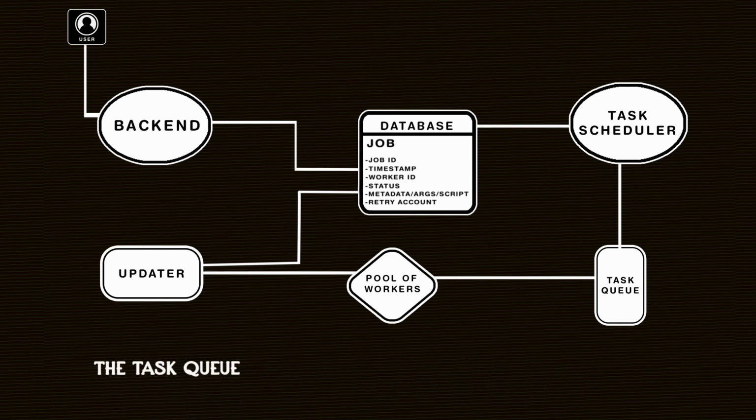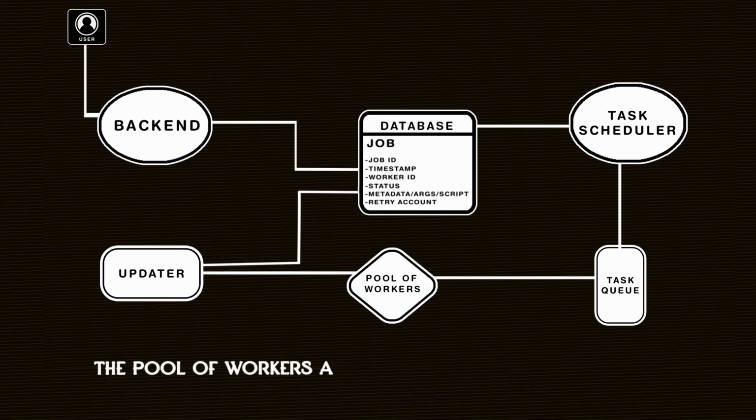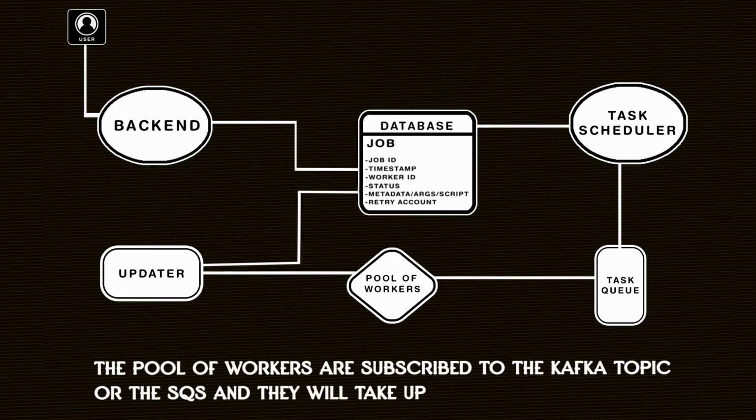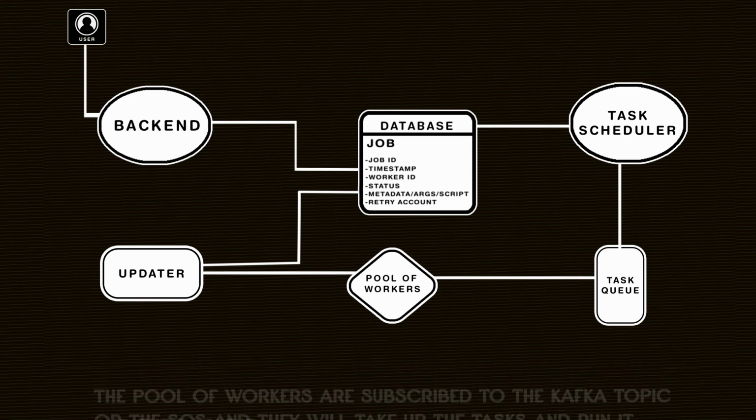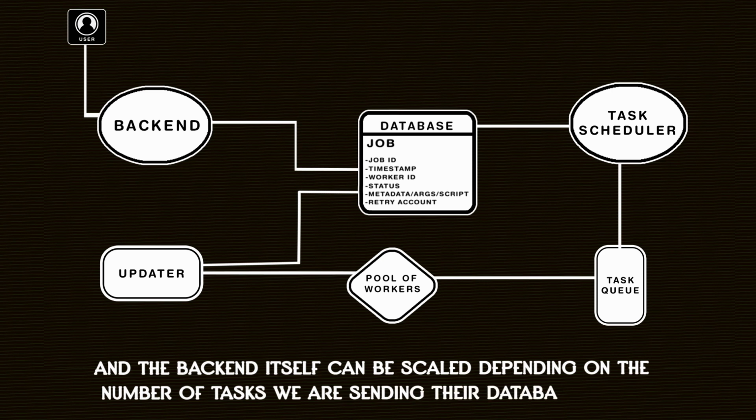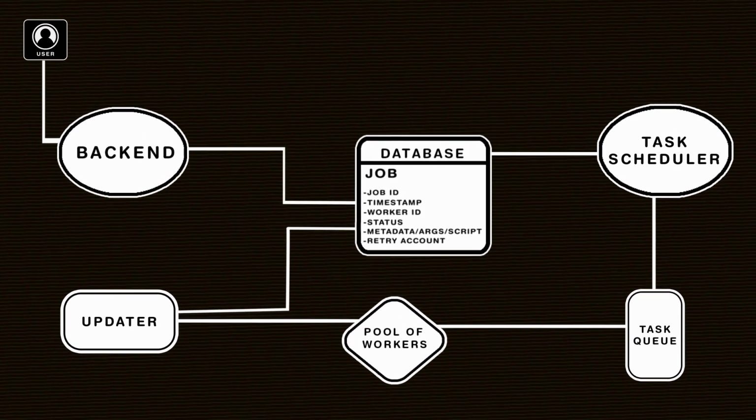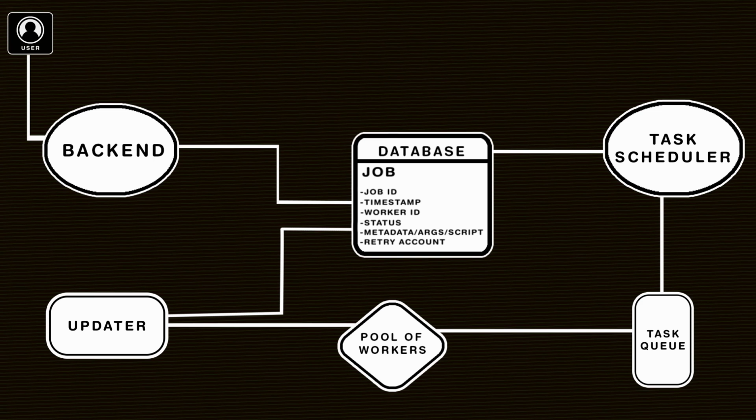The task queue can be an AWS SQS or some Kafka topic that we are publishing to. The pool of workers are subscribed to the Kafka topic or the SQS, and they will take up the tasks and run it, and the backend itself can be scaled depending on the number of tasks we are sending in the database.